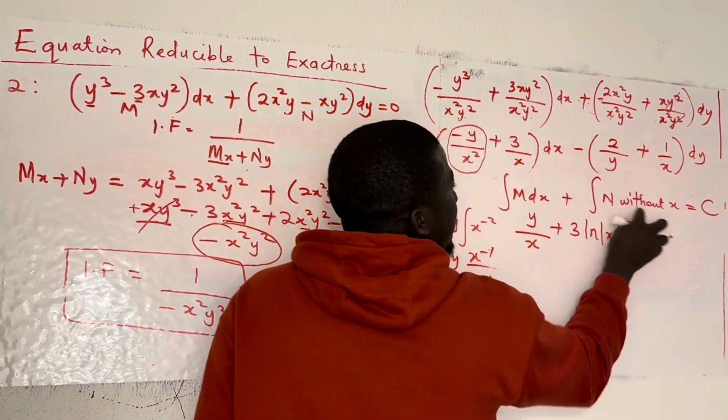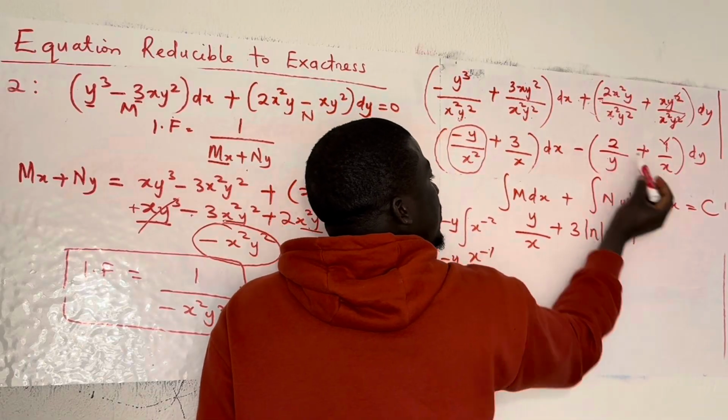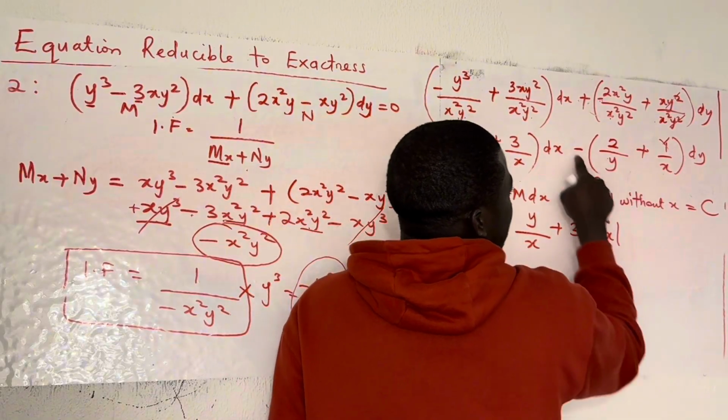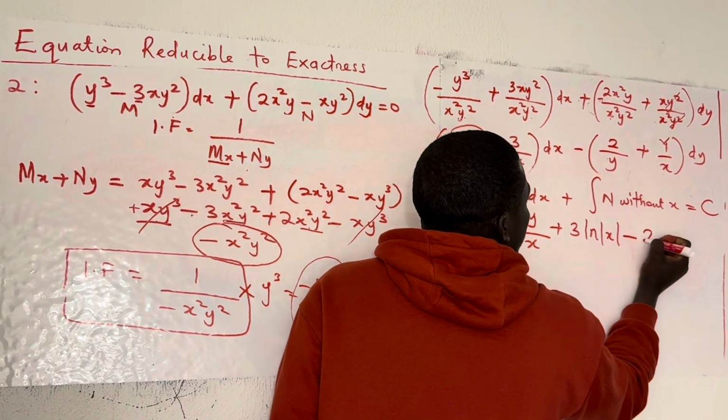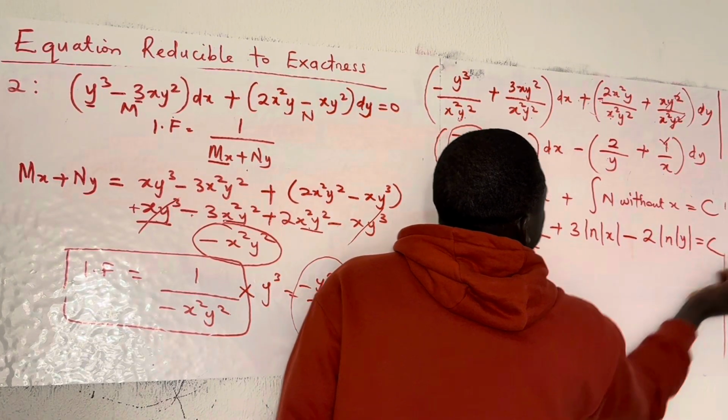Plus, let's integrate N without x. So there is x here, we don't need this. But if we integrate this, it's a negative sign. Because of this negative sign, we have minus 2 ln y equals c.